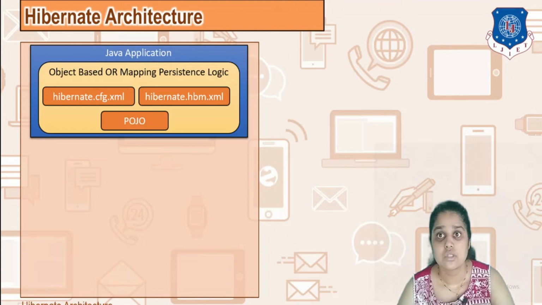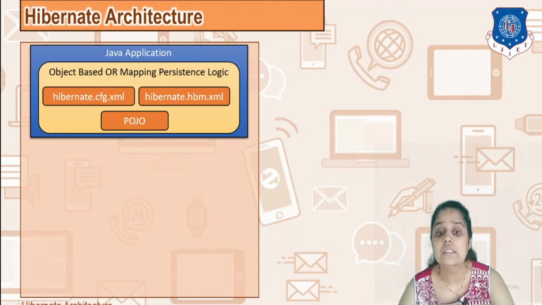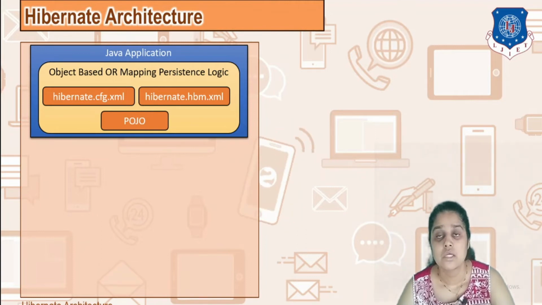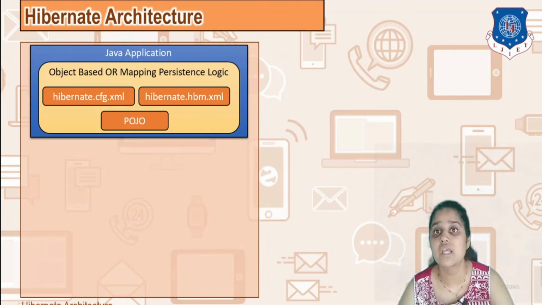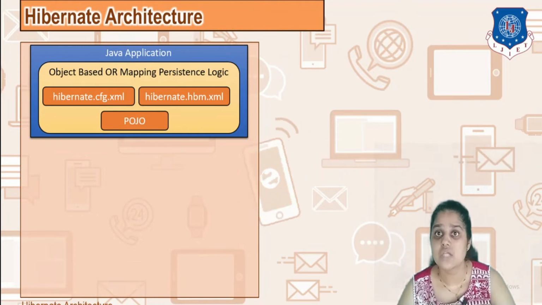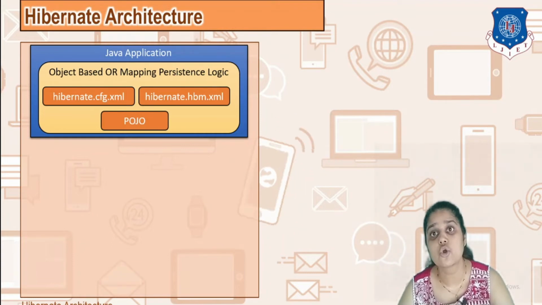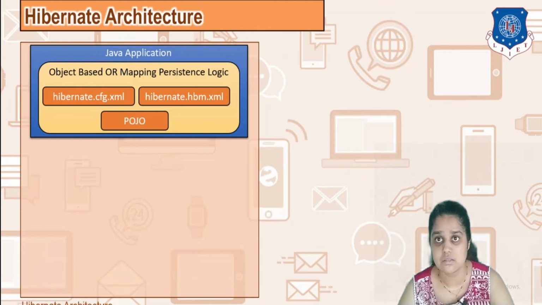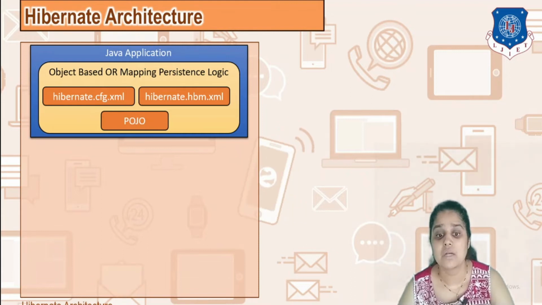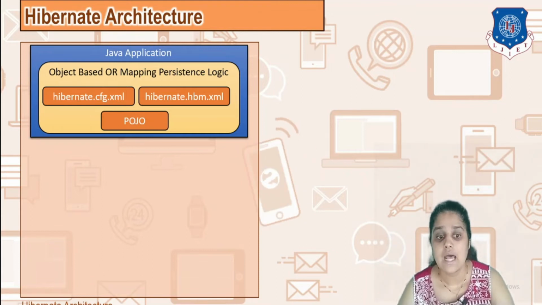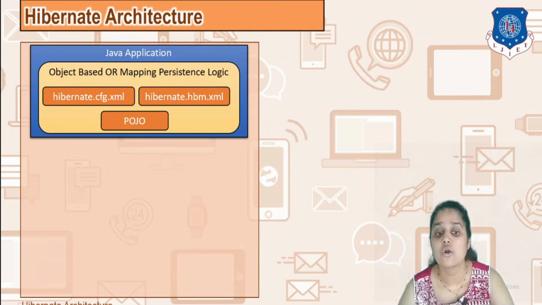Next is your hibernate.hbm.xml. This file you are already familiar with. We saw in the previous slide that in this HBM file all your mapping data is kept. This mapping data is nothing but which variable in your Java class you are storing in which field or column of your database. So this mapping is kept in the HBM file. Last one is the cfg.xml file. This is the configuration file.